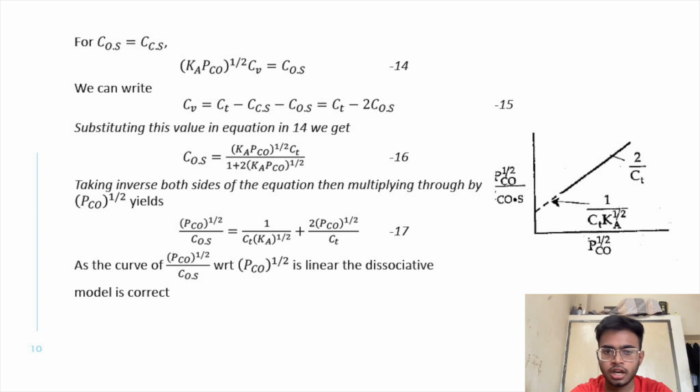And when we plot the graph of the partial pressure of carbon monoxide versus the partial pressure of carbon monoxide divided by the concentration of carbon monoxide, we obtain a linear graph, which again proves that our graph is linear. So the dissociative model is correct, just like our non-dissociative model was correct.